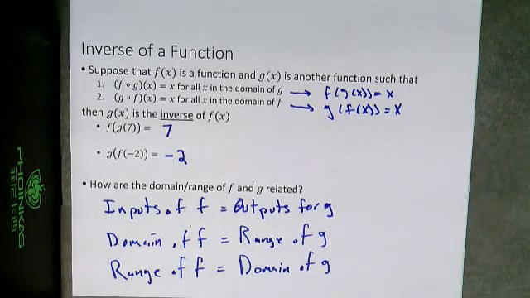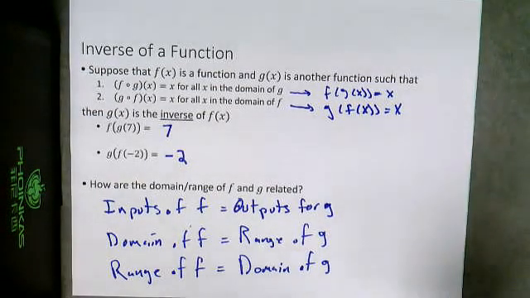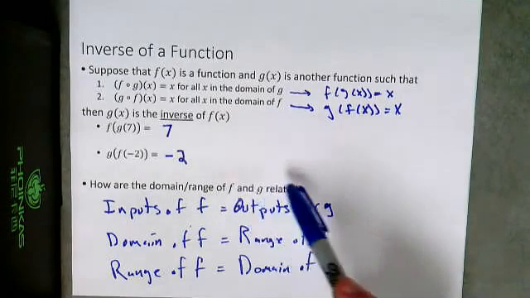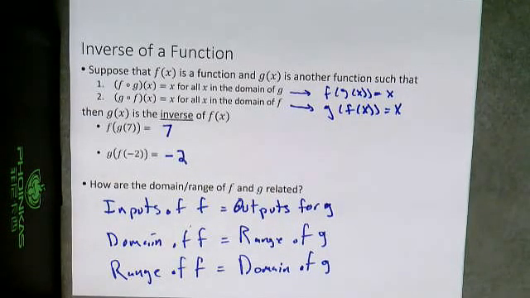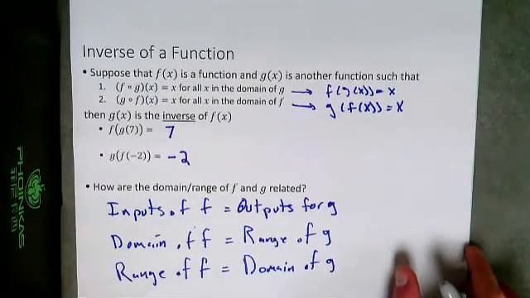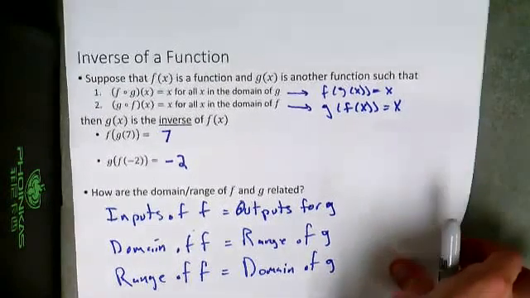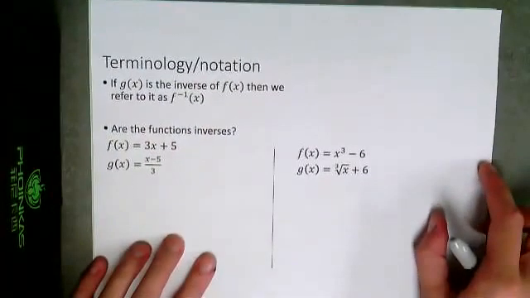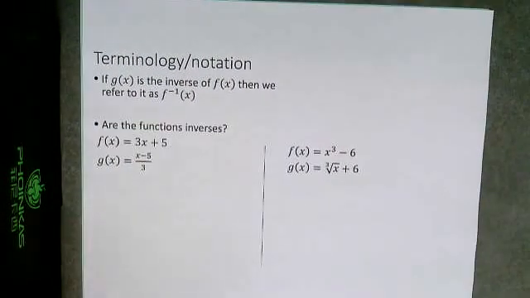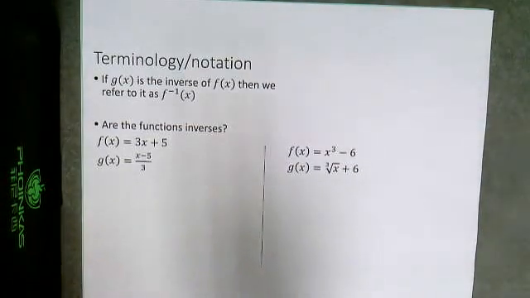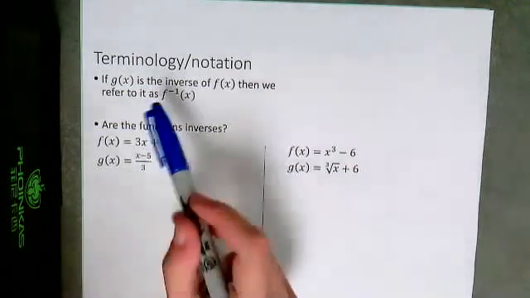So these are how the inputs, domains, and ranges are related when you have inverse functions g and f. So let's get some terminology going. If g of x is the inverse of f of x, then we refer to it as f negative 1 of x, right? f inverse. We put a negative 1 here.